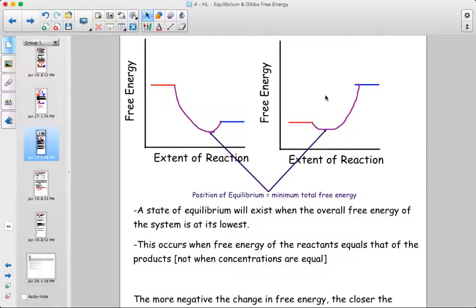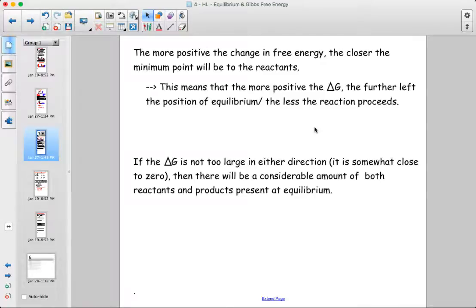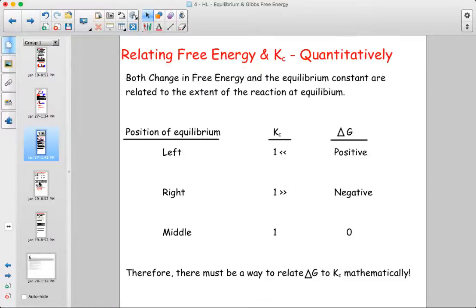If you have a reaction where the forward reaction has a positive delta G, the more positive the delta G, then the closer and closer the minimum will be to having all reactants. And so that equilibrium would lie far to the left and heavily favor the reactants. And so if delta G is not too big in either direction, if you have a small delta G value, somewhat close to zero, then that implies that there's probably going to be a considerable, measurable amount of both reactants and products at equilibrium.